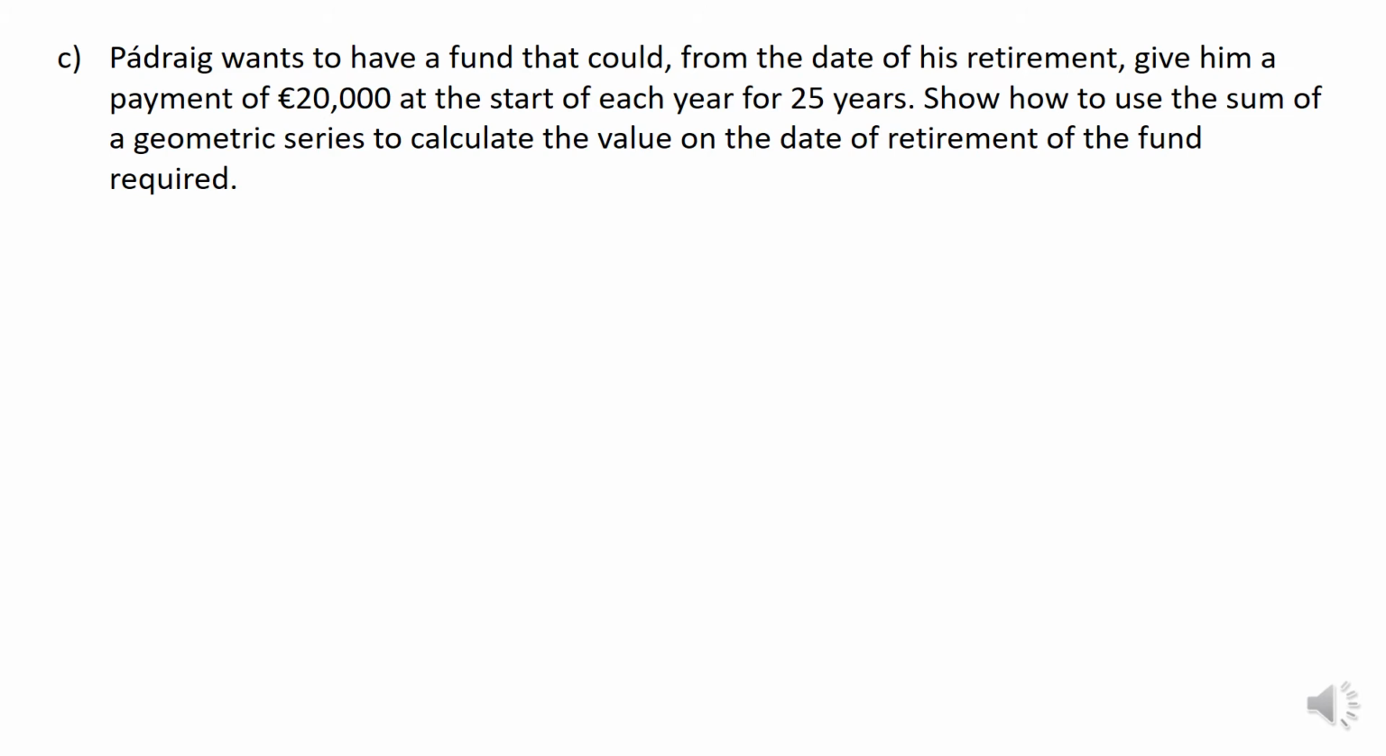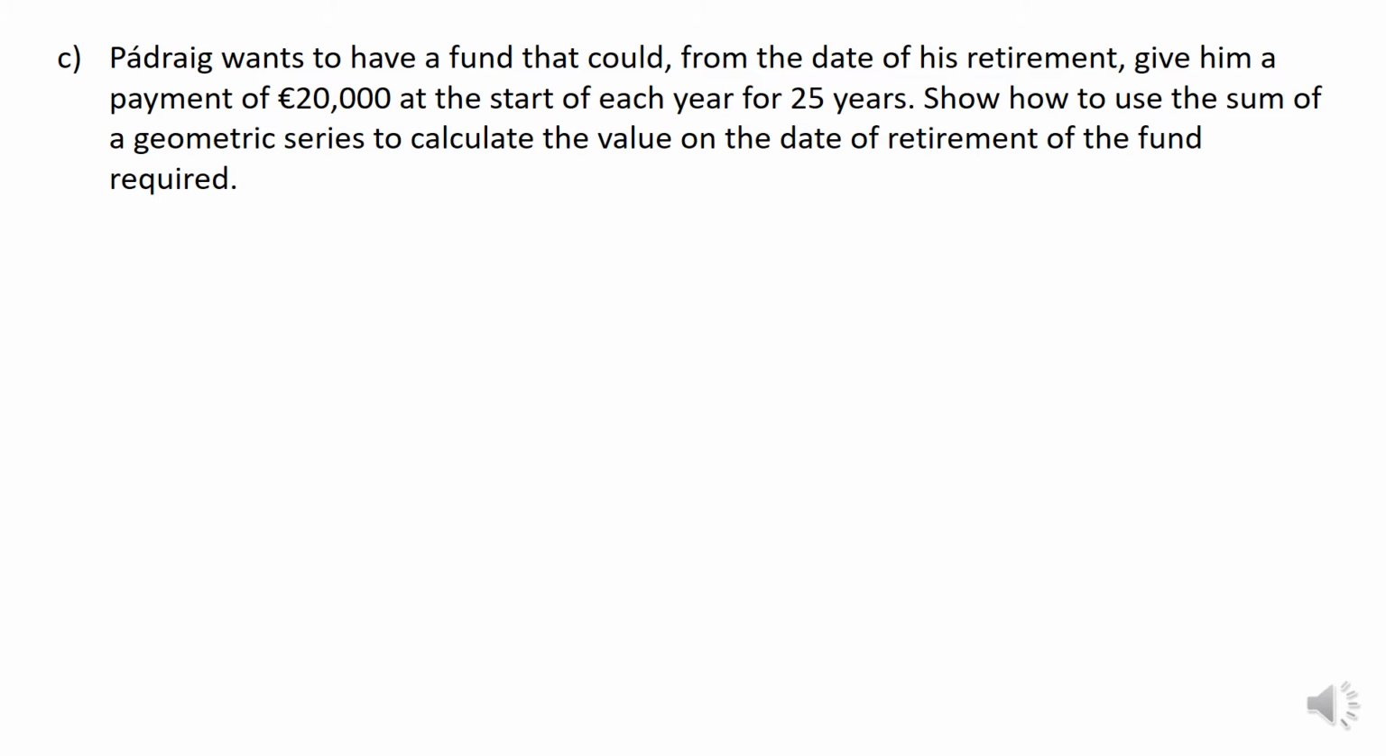Okay, part C. Padraig wants to have a fund that could, from the date of his retirement, give him a payment of 20,000 euro at the start of each year for 25 years. Show how the sum of a geometric series can be used to calculate the value on the date of retirement of the fund required.